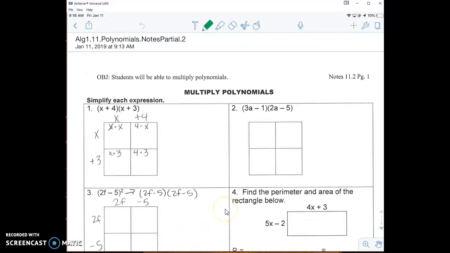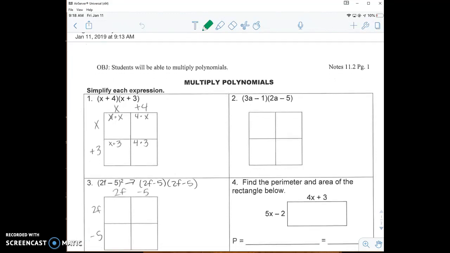This is Notes 11-2, multiplying polynomials. And when we multiply polynomials, we have to follow our exponent rules. In order to help us, we are going to use a box that looks a lot like the Punnett squares you've been doing in biology.